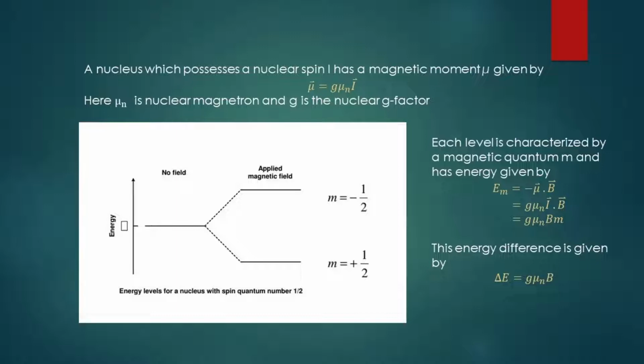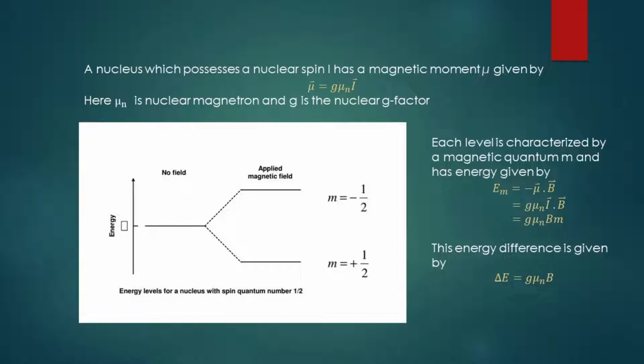So each level is characterized by a magnetic quantum number, that is m, and the corresponding energy E_m is equal to minus mu dot B. So E_m would be basically minus g mu_n B m. The value of m goes from minus I to plus I with an interval of 1. So it would be minus I, minus I plus 1, minus I plus 2, up to I minus 1, and I.